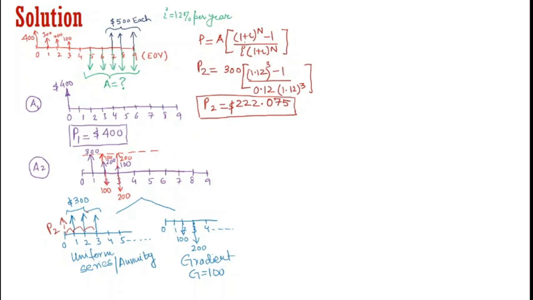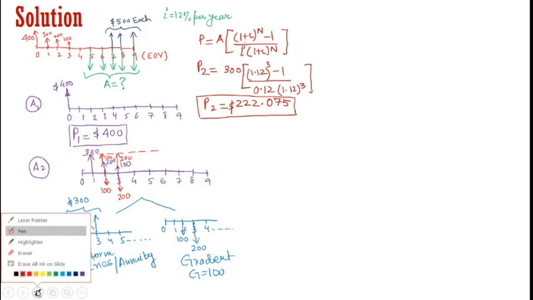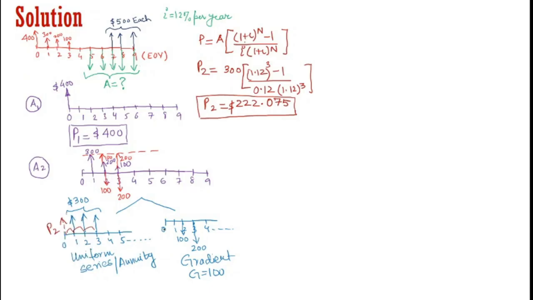Now this is a gradient series. Let me call the equivalent of this gradient at this point of time P3. So this is a standard gradient series. If we see, there is no transaction at the end of year 1. The first transaction is taking place at the end of year 2, and G here is 100.